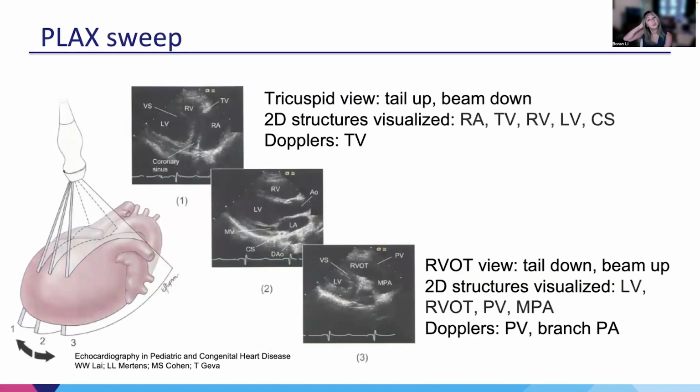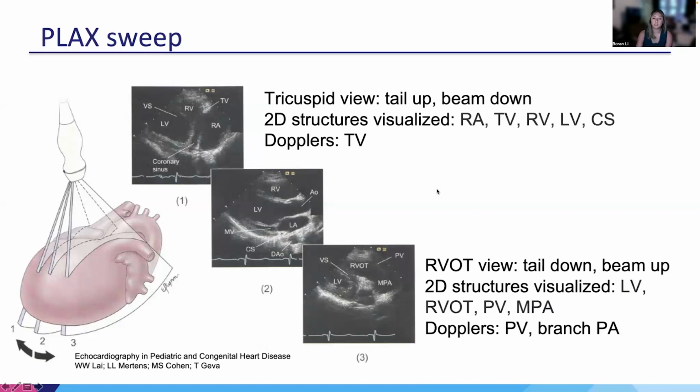Okay. From here, you can both sweep or tilt up and down, which will get you different parts of your parasternal long and get you different structures. So the tricuspid view, which again, the AV valves are posterior relative to their semilunar valves. So if you're trying to get tricuspid, you need to make sure that the plane you're getting is going deeper. So you want to tilt your tail up to get the probe deeper into the patient, and the beam will go down. If you do that, you end up getting the right ventricle, tricuspid, and right atrium, as well as the coronary sinus. And then you can get a good tricuspid Doppler here if you're concerned about regurg or anything like that.